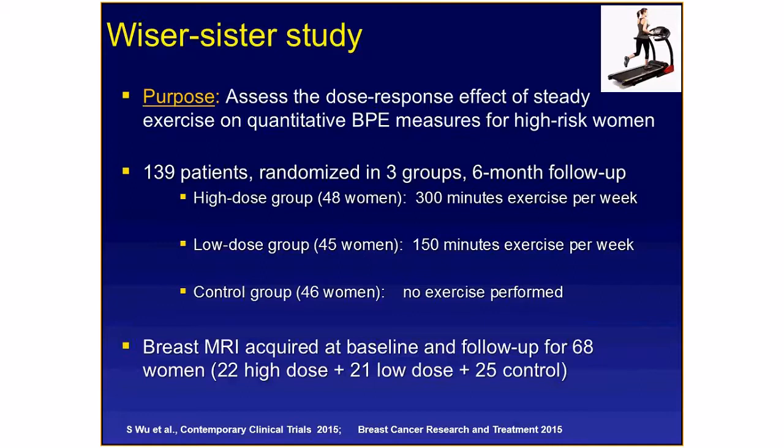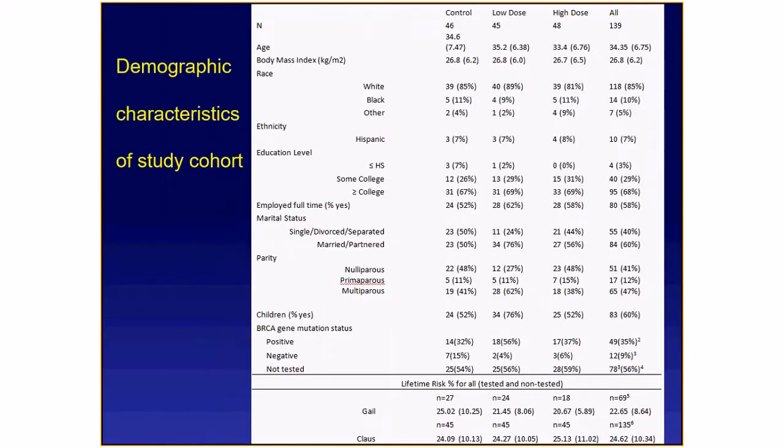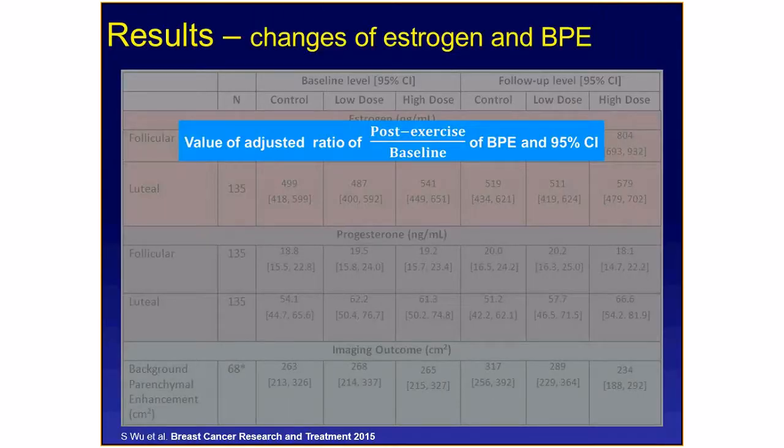All these women are asked to do exercise: the high-dose group does 300 minutes of exercise every week, the low dose is 150, and the control group doesn't do anything, just as usual. We have MRIs acquired at baseline and follow-up for 68 women, not all the patients, because the grant didn't have money to do this for the whole cohort. But even for this subset, we still have a very interesting finding. I will skip the patient population details.